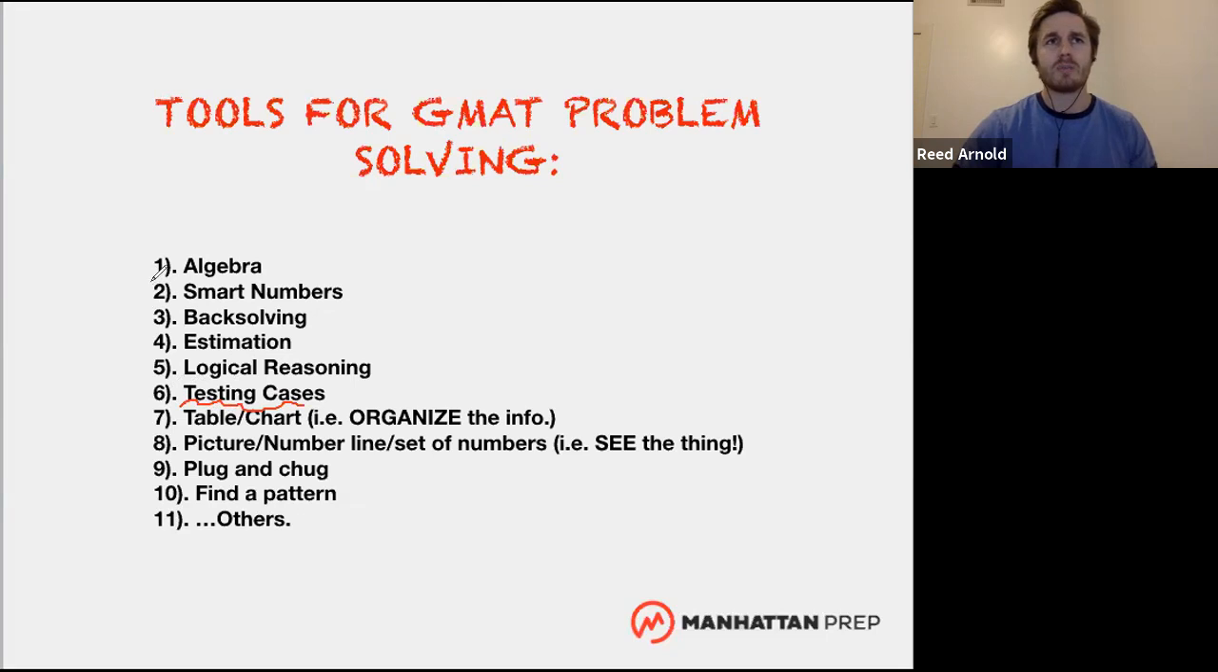A lot of times, in fact, for convenience, we call testing cases smart numbers, but I'm being very pedantic in separating the two strategies. You can make a table or chart to organize the info. You can draw a picture or a number line or a set of numbers, or I should have put a shape. You can put a shape on your page, right? That's like visualizing the thing you're dealing with.